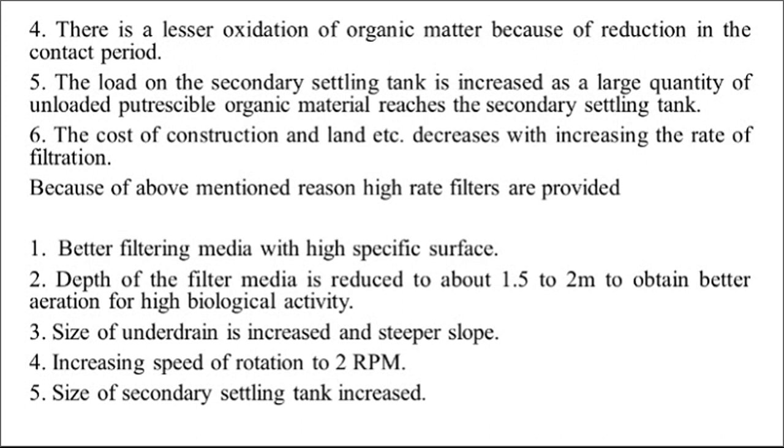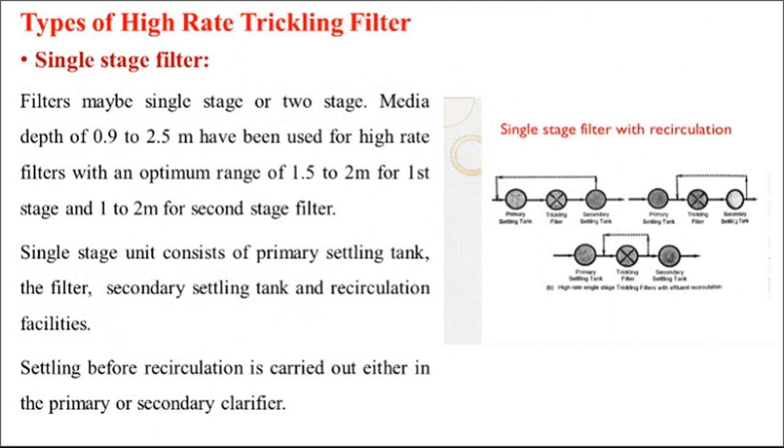Now for high rate trickling filter, the important points are better filtering media with high specific surface. Depth of the filter is reduced to 1.5 to 2 meter to obtain better aeration for high biological activity. Size of underdrain is increased and slope is kept steeper. Speed of rotation is increased to 2 rpm. Then size of secondary settling tank is increased. So due to all these modifications, the trickling filter has better efficiency than the conventional trickling filter.